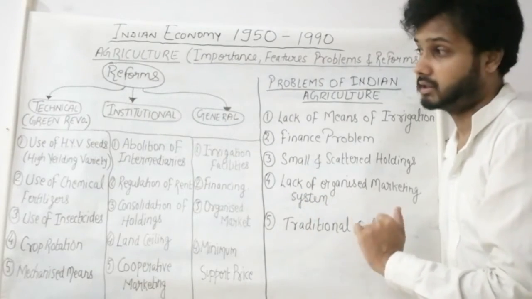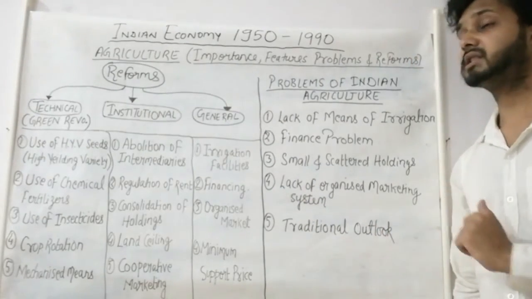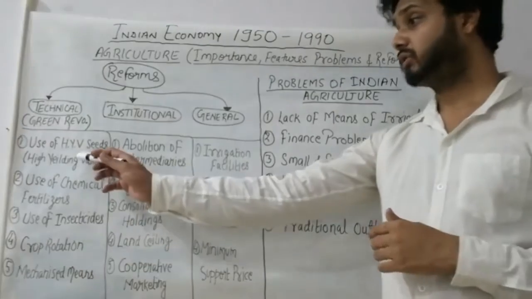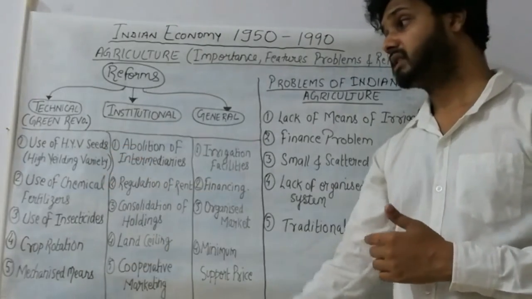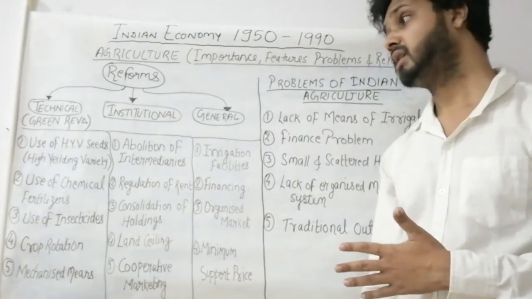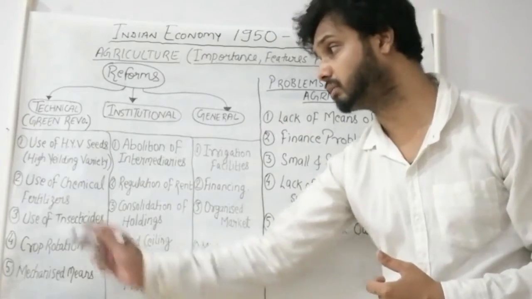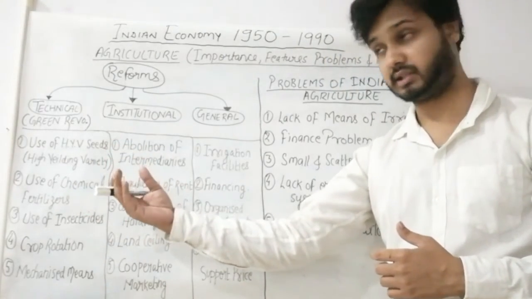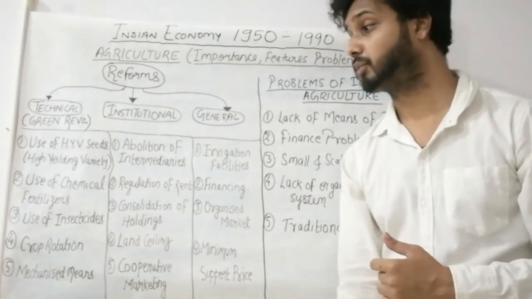our agriculture sector. There were some failures also that we see. The use of HYV seeds was mainly done by the big, large farmers, because the small farmers were not able to purchase high yielding variety seeds at a high price. So this was also a problem.